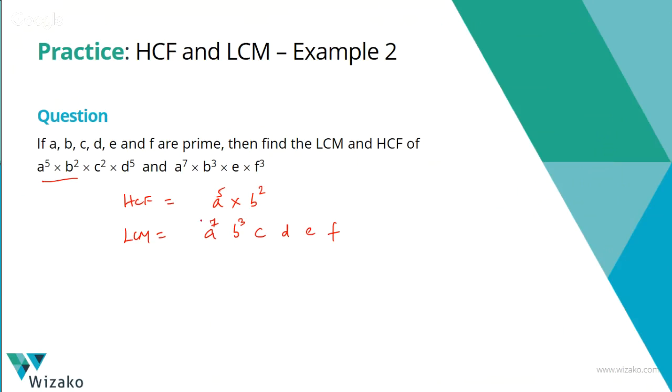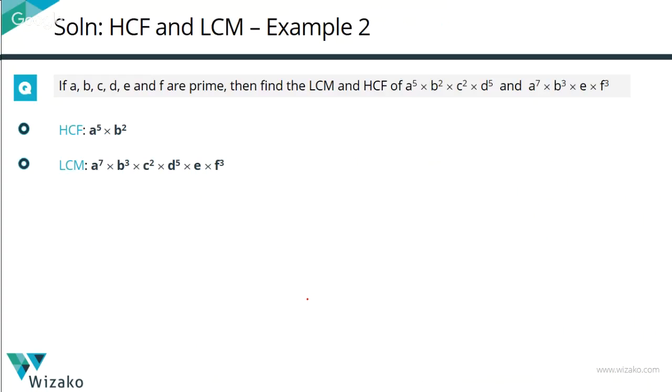In the case of C, D, E, F, because they are present in only one of these two numbers, let's write their powers as they are. C square, D power 5, E power 1, and F cube. Right? So the LCM of these two numbers is A power 7 into B cube into C square into D power 5 into E into F cube. The answer in a printed form.